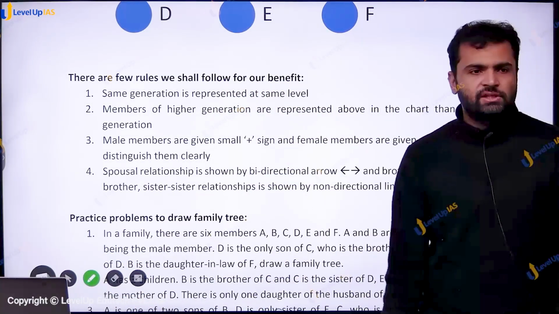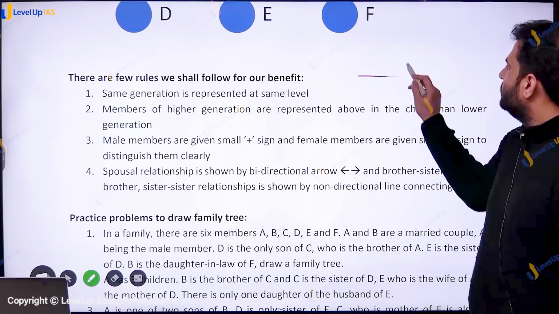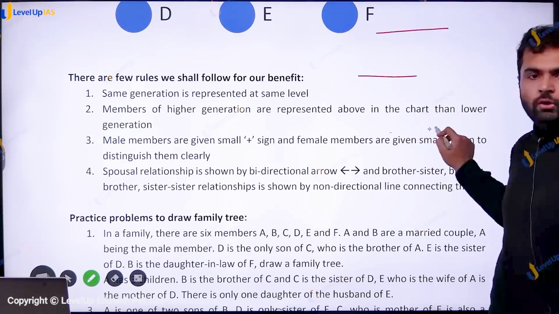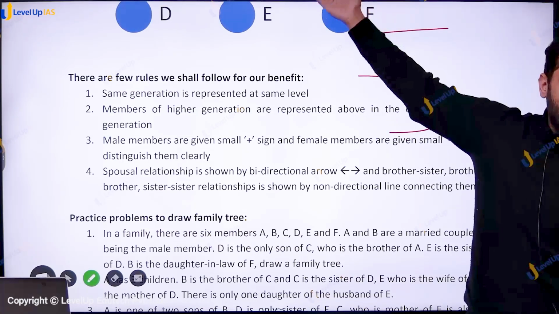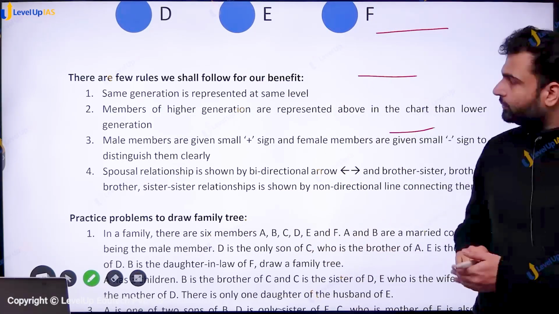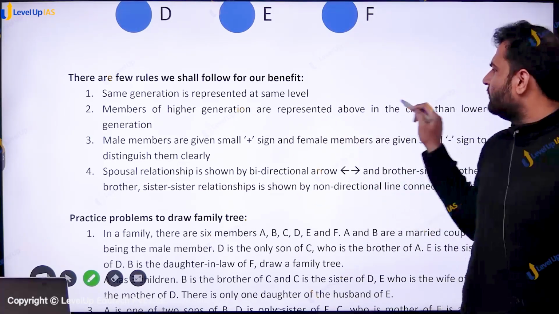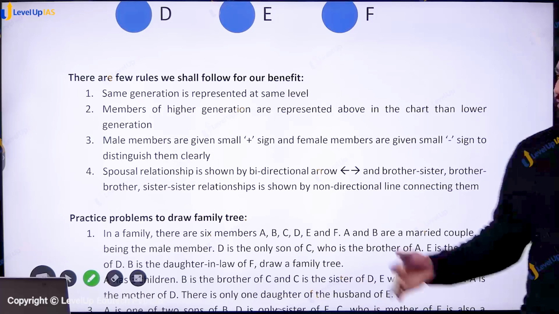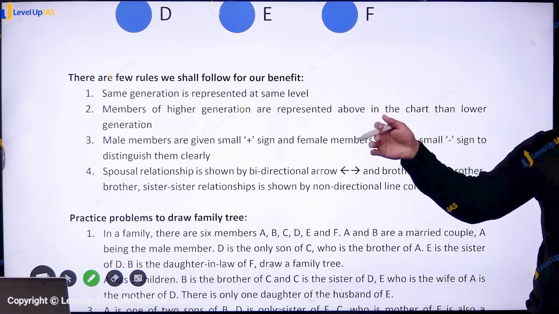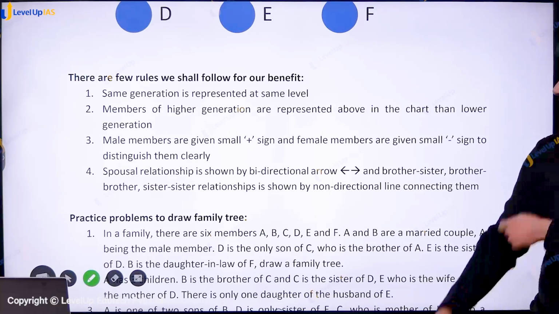First, same generation is represented on the same level. Okay. This would be one generation. This is higher generation, lower generation. Higher generation, older ones at a higher level, the younger ones at a lower level. Members of higher generation are represented above in the chart, and members of the lower generation below. Children, father, grandfather. That is the hierarchy.